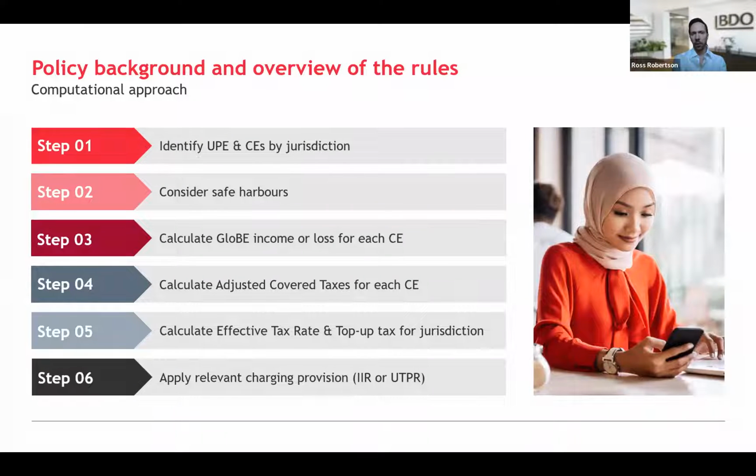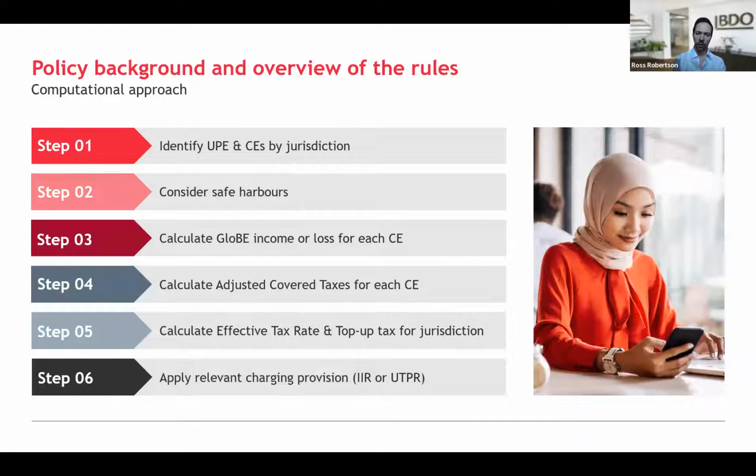So in terms of the computational approach, we would suggest generally a 6-step approach. First, some work to identify the ultimate parent entity and the constituent entities on a jurisdiction by jurisdiction basis. For many groups, that'll be obvious. It'll be the group at which the consolidated accounts are prepared and all of the entities included within those consolidated accounts, but there can be some nuance to that for more complicated structures.